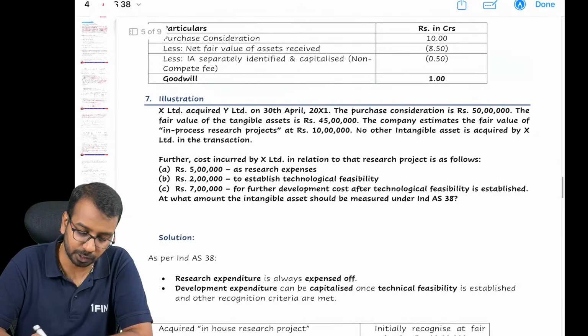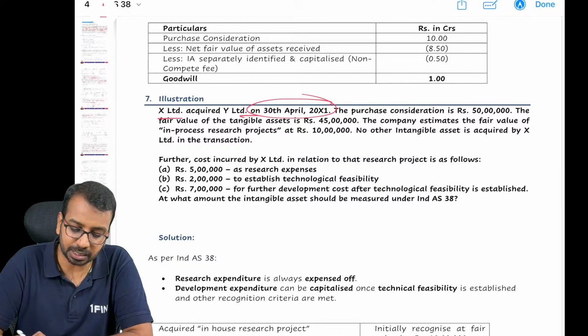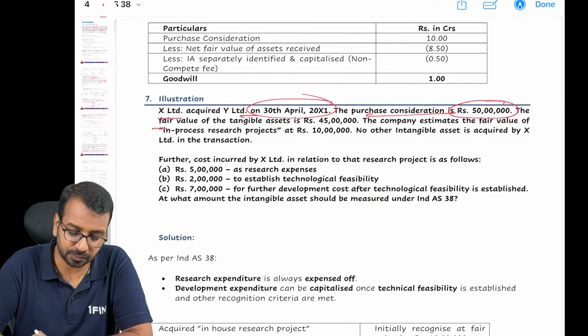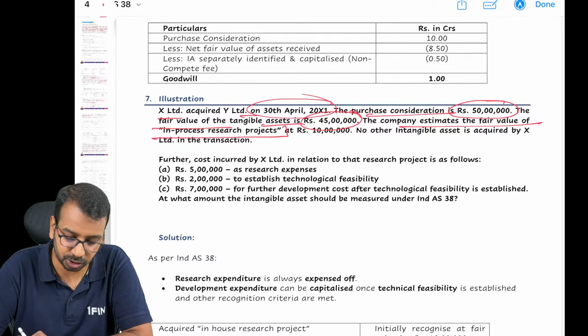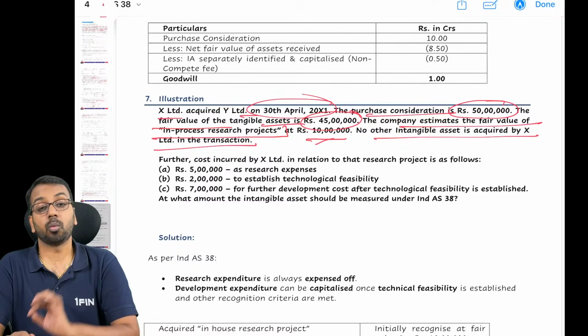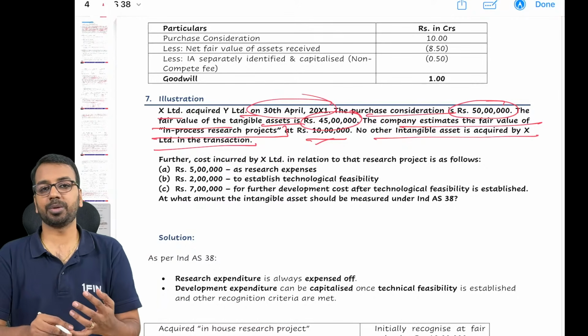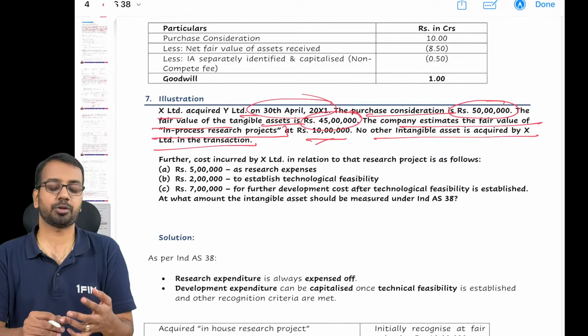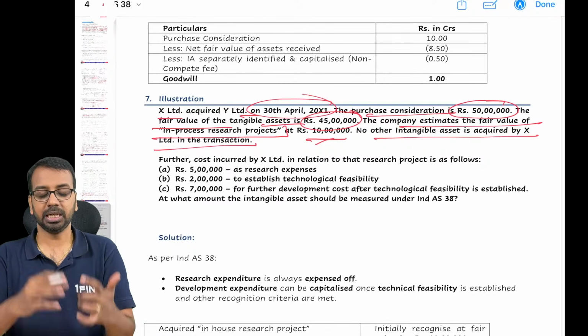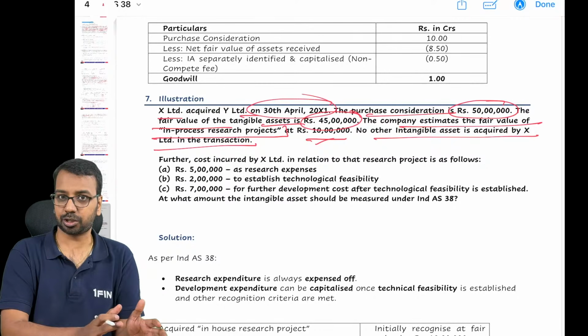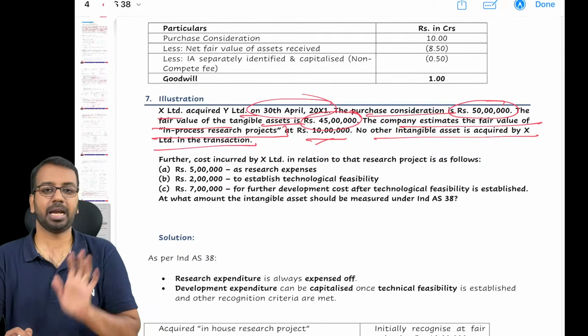But yes, so here X acquired Y on 30th April, purchase consideration 50 lakhs, fair value of tangible asset is 45, estimates the fair value of in-process research 10 lakhs, no other intangible asset is acquired. Now, when we go to business combination, and yes, if you want to revise business combination, an important question, consolidation, an important question, and financial instruments, an important question, in about 2 hours each I've done separate videos, you can have a look at that.